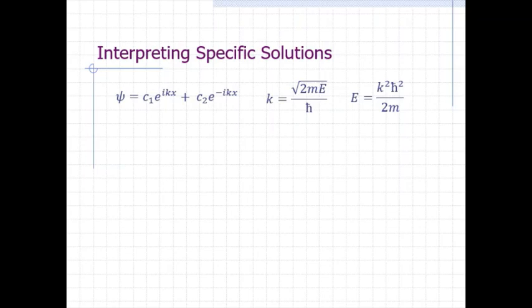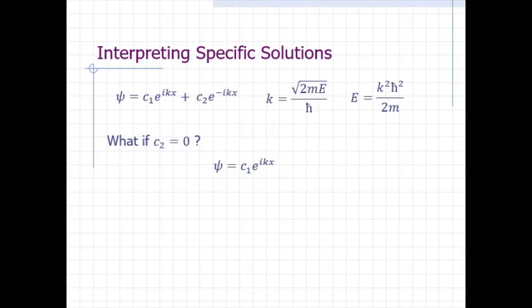Let's just look at specific solutions by making some assumptions about c1 and c2. Let's see where it leads us. What if c2 is equal to 0? Well, that would make this term equal to 0. So psi will just be equal to c1 times e to the ikx.